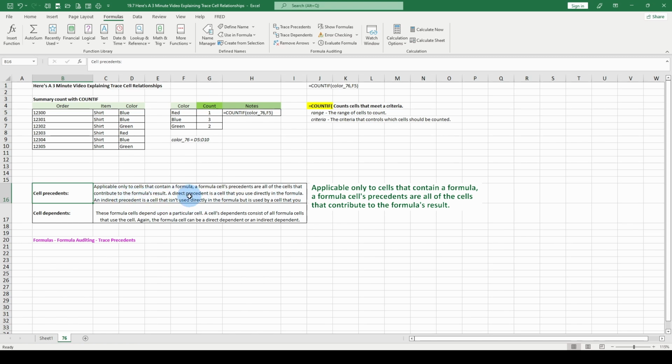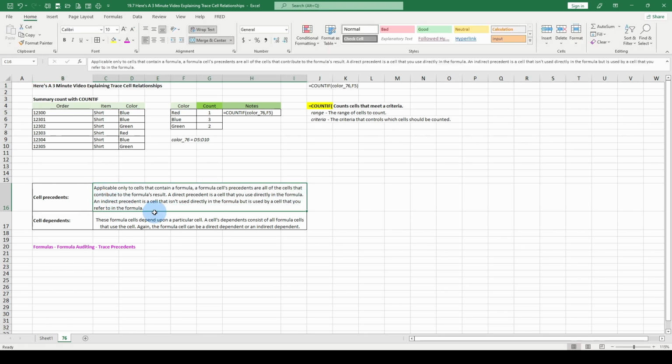A direct precedent is a cell that you use directly in the formula. An indirect precedent is a cell that isn't used directly in the formula, but is used by a cell that you refer to in the formula.